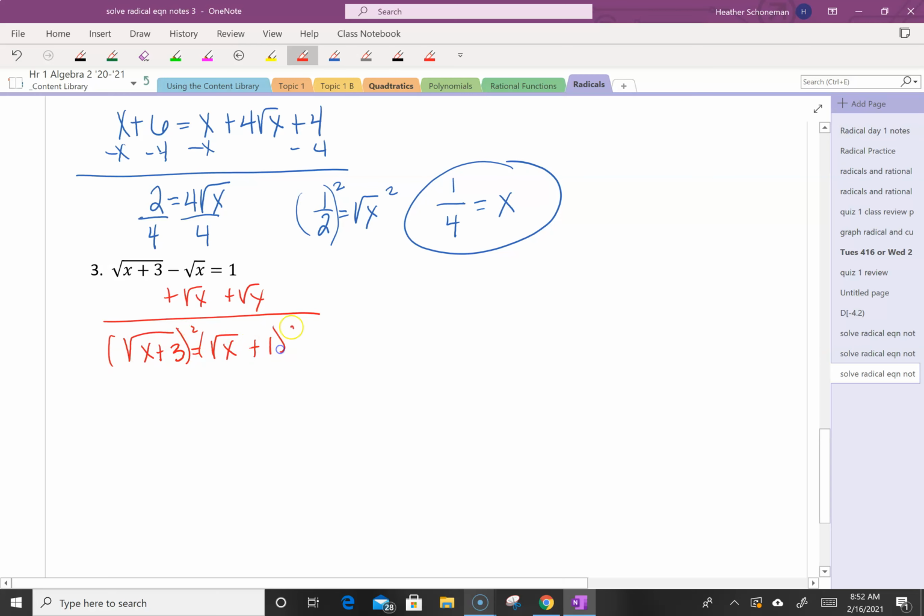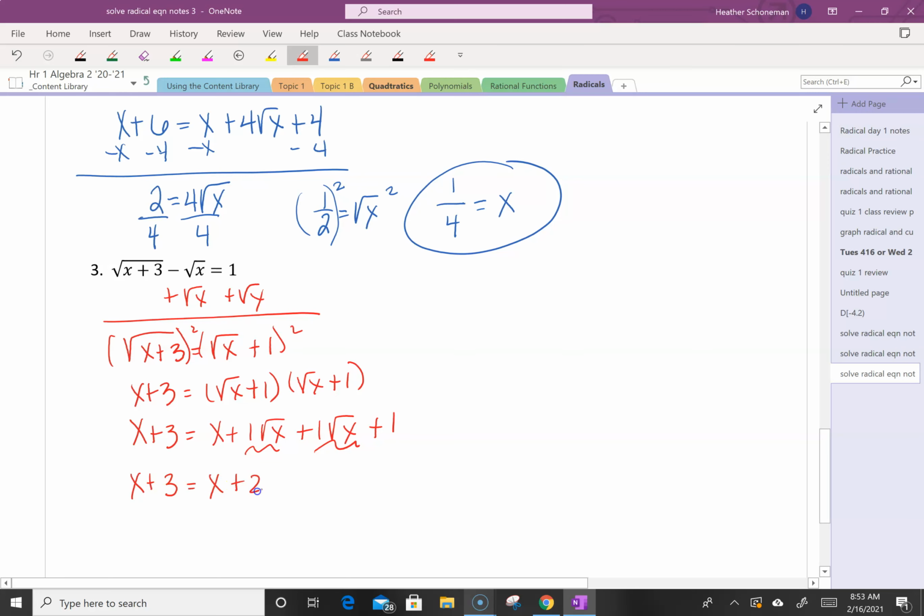Now I'm ready to square both sides. So I get x plus 3 equals, and now I have to write it out twice. So I get x plus 3 equals the square root of x times square root of x is x, and I get plus 1 square root x plus 1 square root x plus 1. Combine like terms in the middle, so that gives me 2 square root x plus 1.